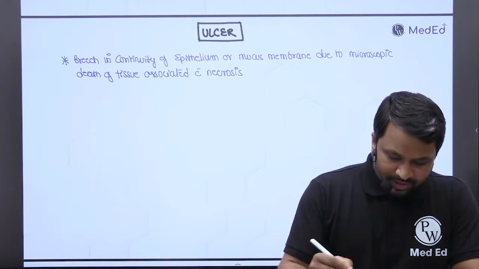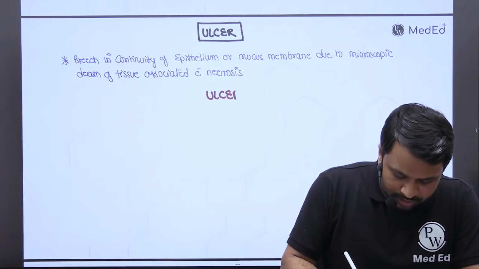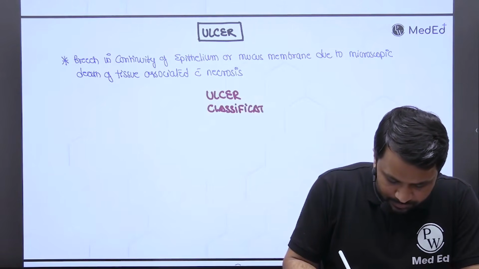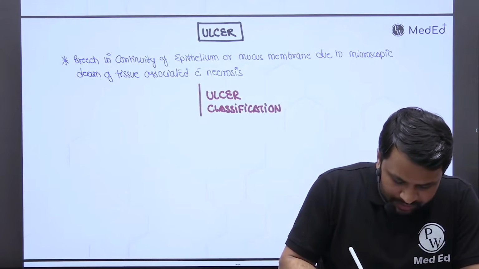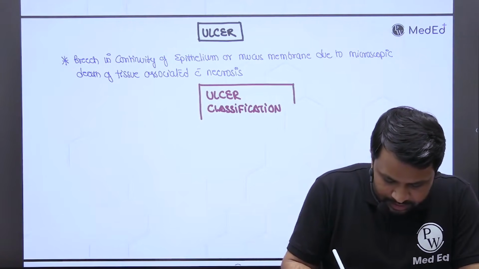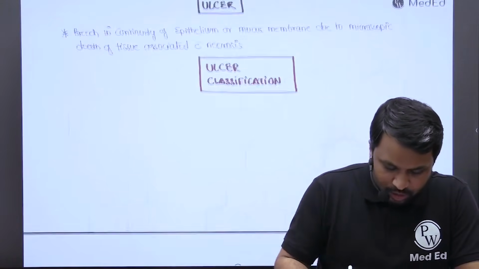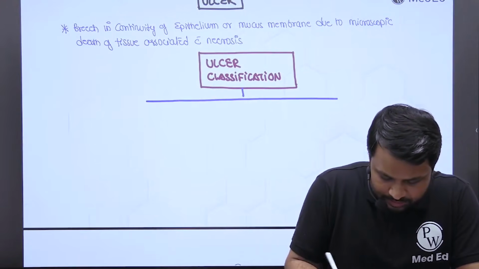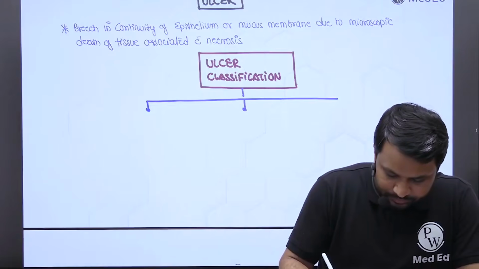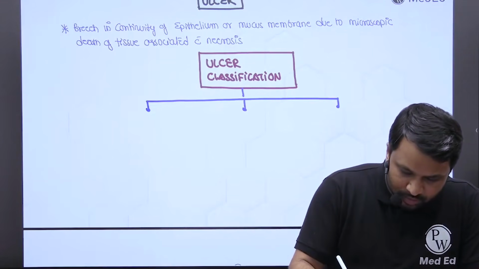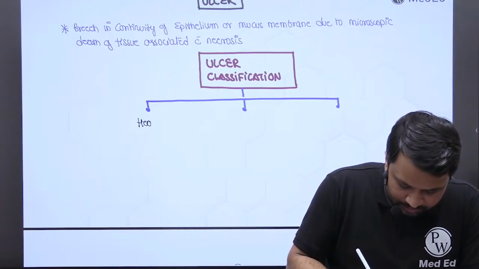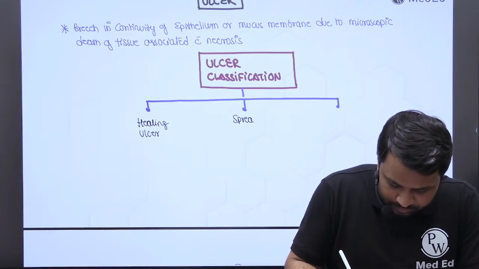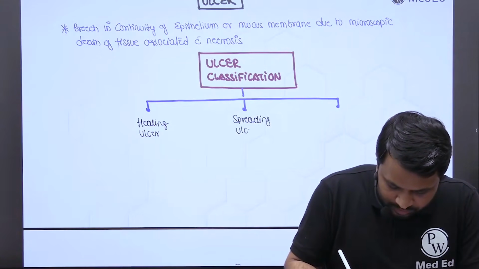Then when you're going to classify ulcer, the second point will be your ulcer classification. Now, whenever we classify ulcer, the ulcers are classified predominantly into 3 varieties. They are going to be healing ulcers, spreading ulcers, and callus. So we divide them into 3 subcategories. We have the healing ulcer, we have the spreading ulcer, and then you have callus.